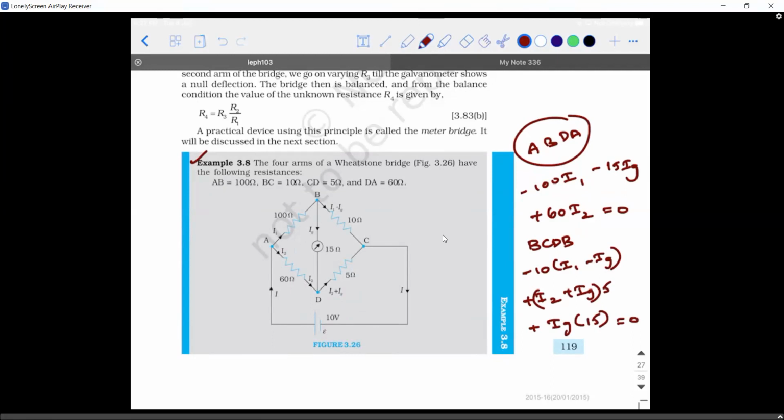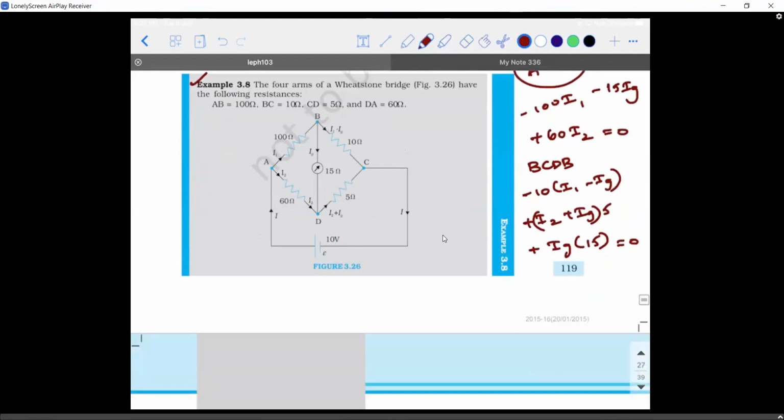So you have three unknowns, write the third equation also. I told you, when you need to find the value of current and you're applying KVL, at least one of the loops should have a battery in it. So for that, I will take A, B, C, A.